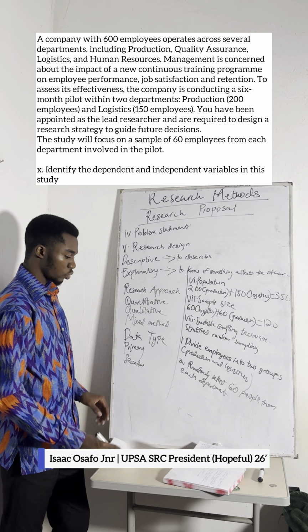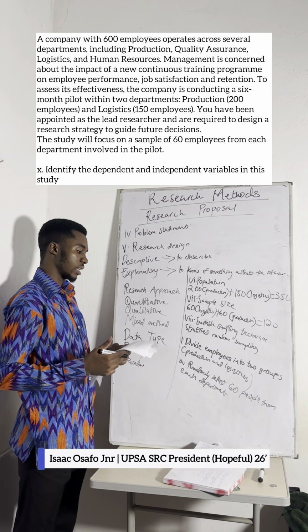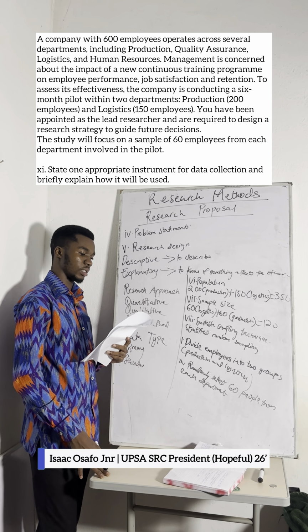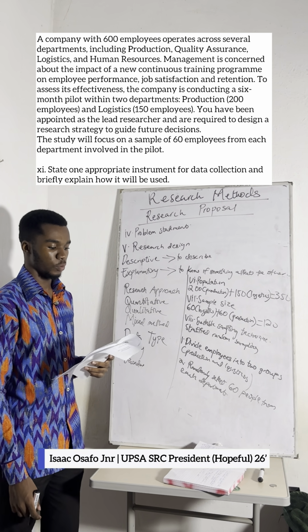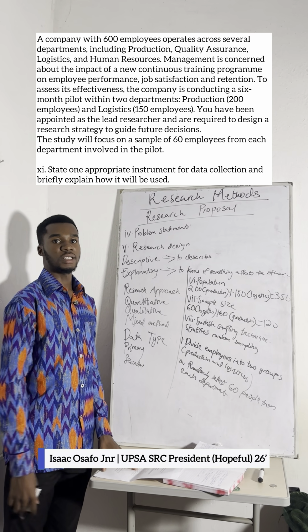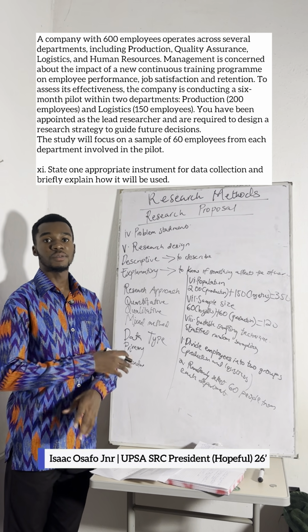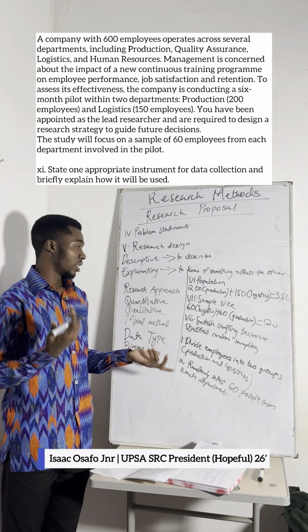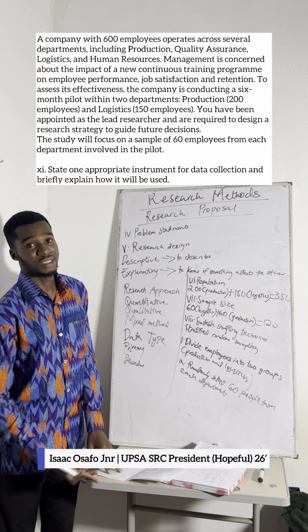All right, now let's go to XI. XI says that you should state one appropriate instrument for data collection and briefly explain how it will be used. So how are we going to collect the data? What instruments are we going to use? There are a lot of instruments you can use. You can use interviews, you can use questionnaires and others. This one, the best would be a questionnaire.